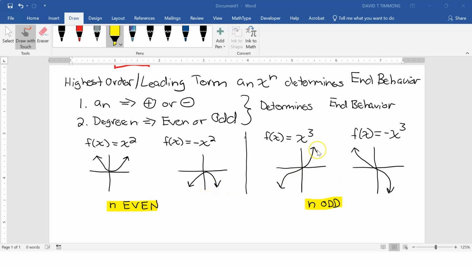Now, when n is odd, you will always get opposite behavior. And a good function to remember is our cubic function. Notice here, the leading coefficient is positive. So this would fall left and rise right. When the leading coefficient becomes negative, it's essentially a vertical reflection. And so now the behavior of the graph switches. This would be rise left, fall right. So remember, when your degree is even, the end behavior will always be the same. It will either be rising left, rising right, or falling left, falling right. When the degree is odd, you'll always have opposite behavior. And so you really need to look at the sign of the leading coefficient.